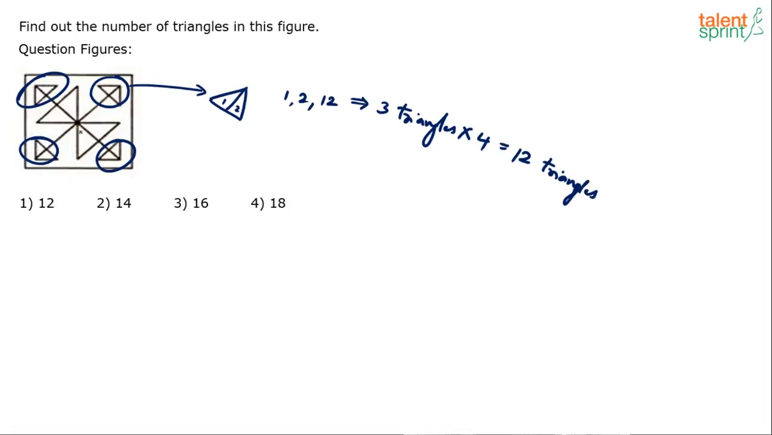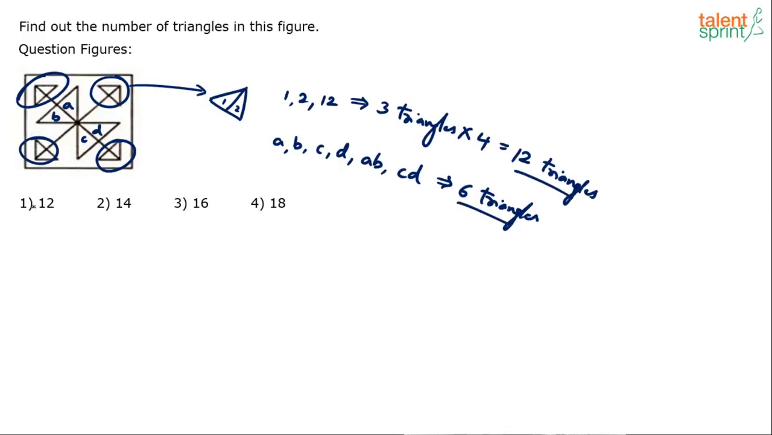Then we have this segment in between, right? Let's name it A, B, C, D. Now how many of these triangles are there? A is a triangle, B is a triangle, C is a triangle, D is a triangle, AB is a triangle, and CD is also a triangle. So how many are these now? 6 more triangles. Simple. 12 here and 6 here.